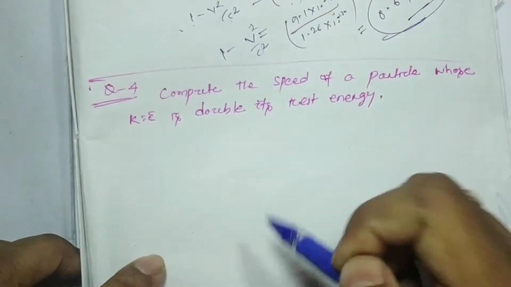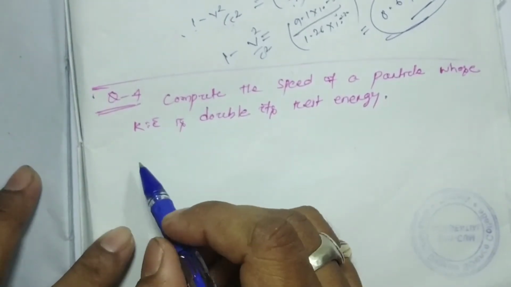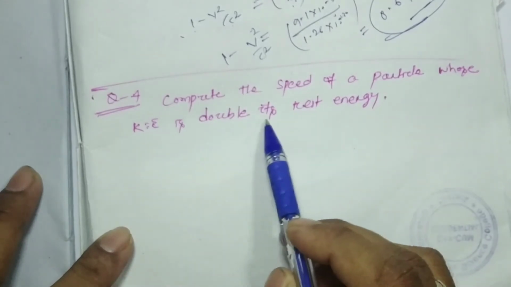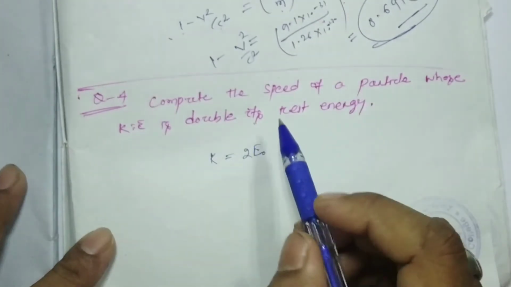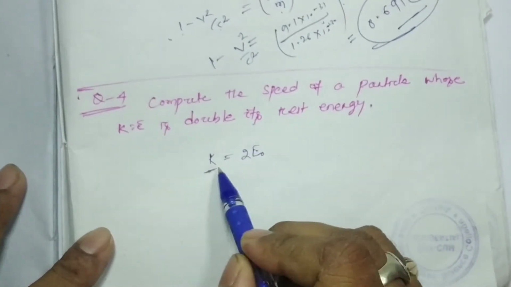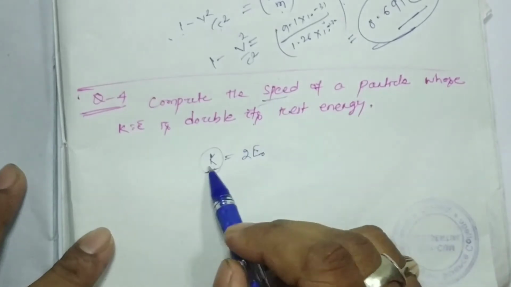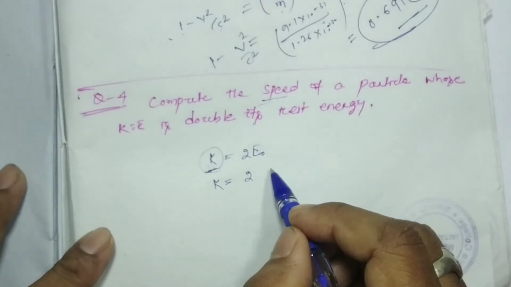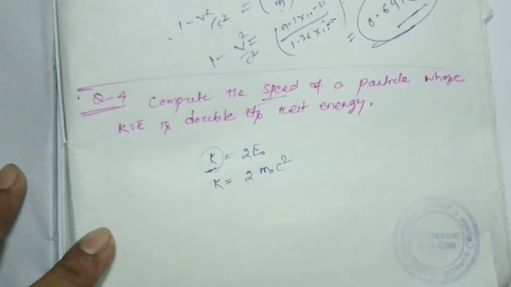You just have to do another two steps in your note. See, first you have to write down the question, then you write the solution. Then for the next question: compute the speed of the particle whose kinetic energy is double its rest mass energy. That means K is 2E0, where E0 is nothing but m0 c square, right?